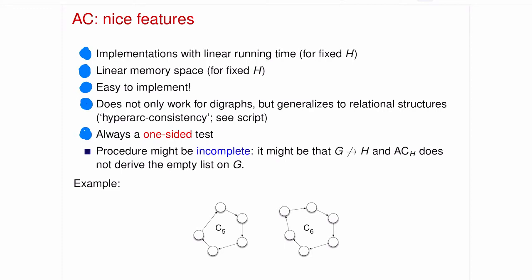So the procedure might be incomplete. It might be that there is no homomorphism to H, but the arc consistency procedure does not detect it. It does not derive the empty list. And a very good example is this little problem here. We have the directed version of C5 and the directed version of C6. And we immediately see there is no homomorphism from C5 to C6. But the arc consistency procedure can't make a single inference. So it will not say reject here, unfortunately.